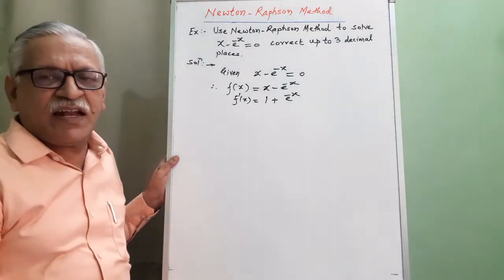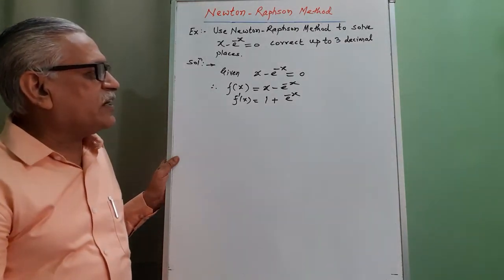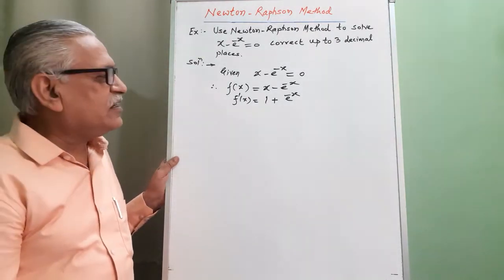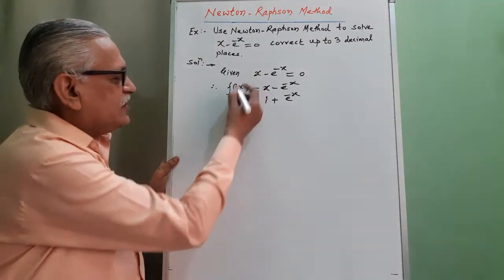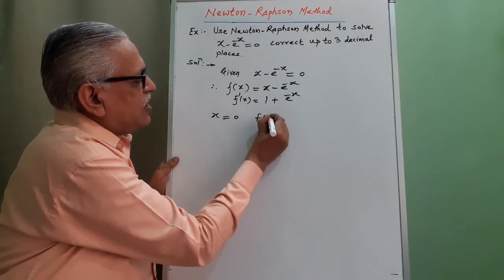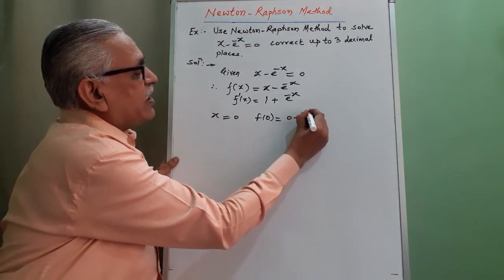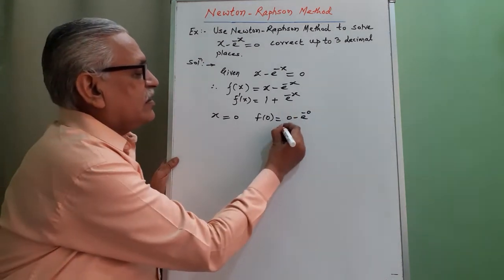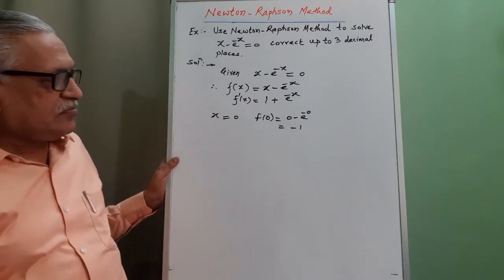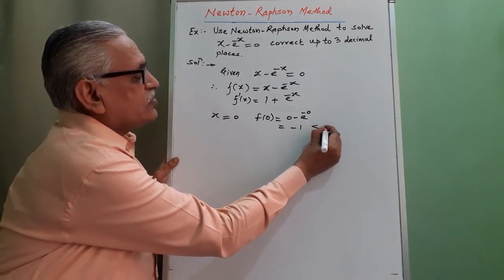Then by the trial and error method, we have to obtain two values of x which enclose the desired root, and the condition for that is that the function values must have opposite signs. Therefore if we consider x as 0, we get f of 0 as 0 minus e raised to minus 0, it is minus e raised to 0, which is 1, and therefore that value is minus 1, which is negative.